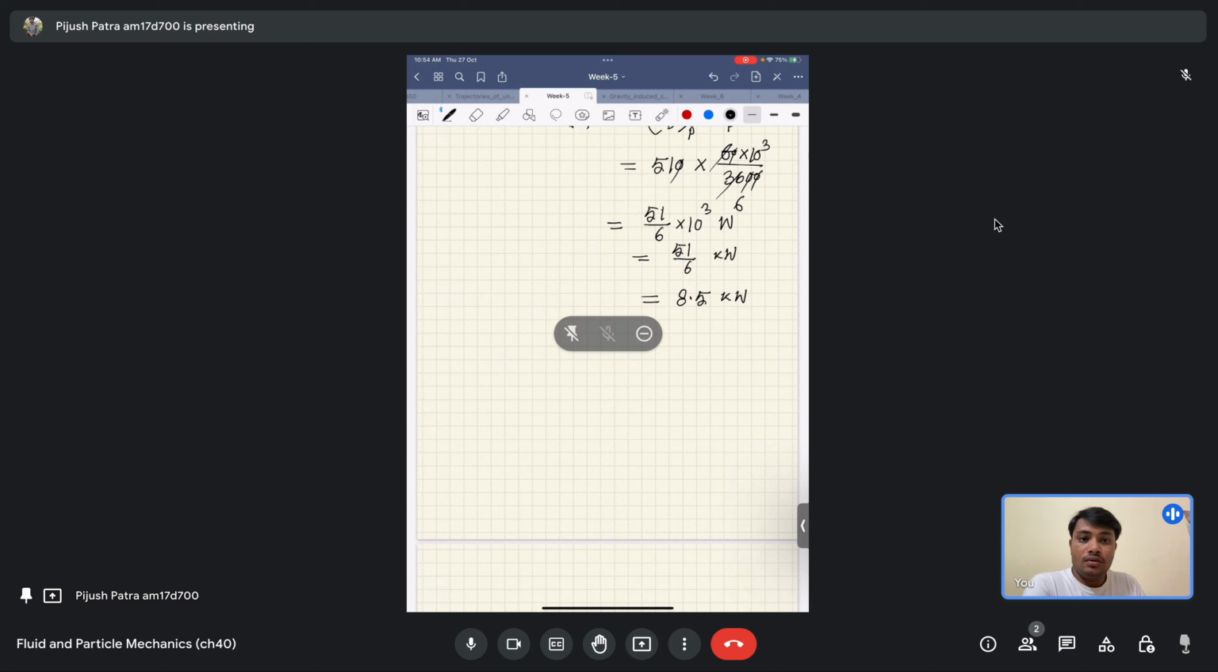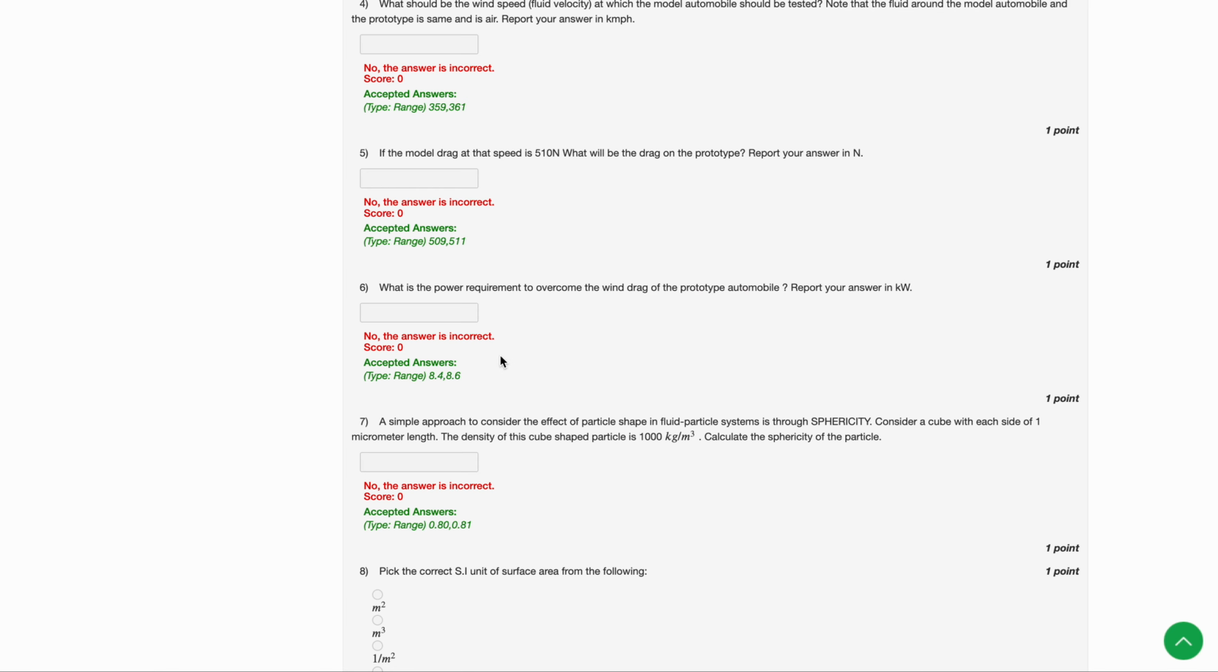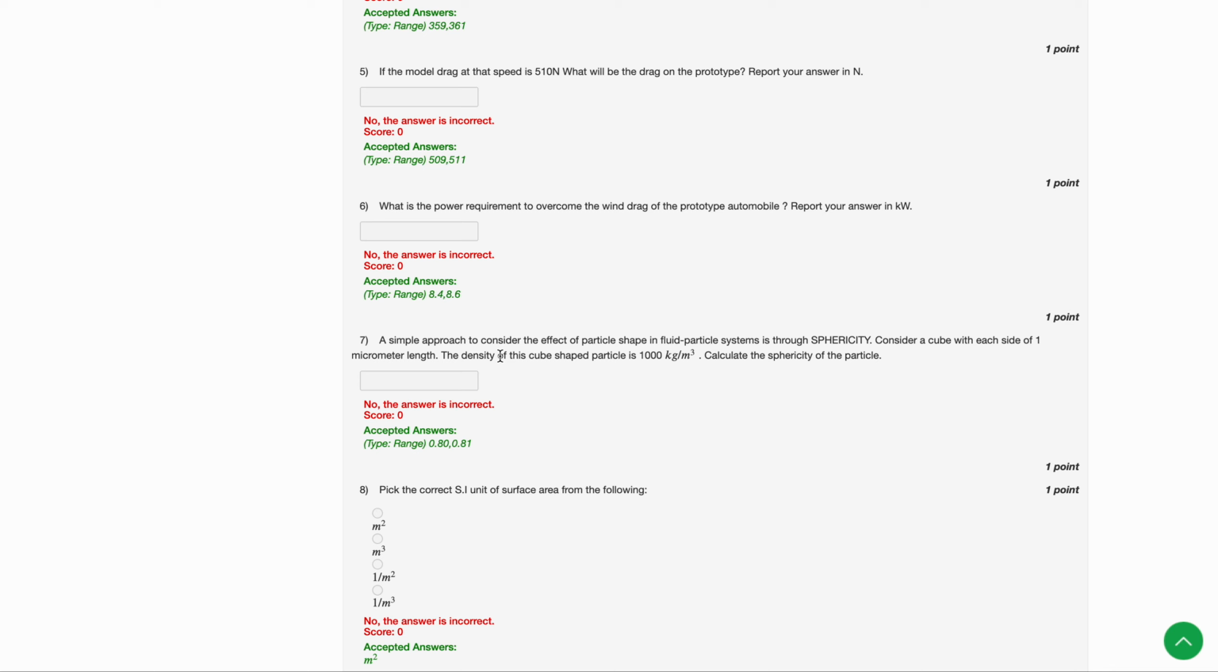So what does the next problem say? The next problem says a simple approach to consider the effect of particle shape in fluid particle system is through sphericity. So this is a new term. Let me write it down. Sphericity.